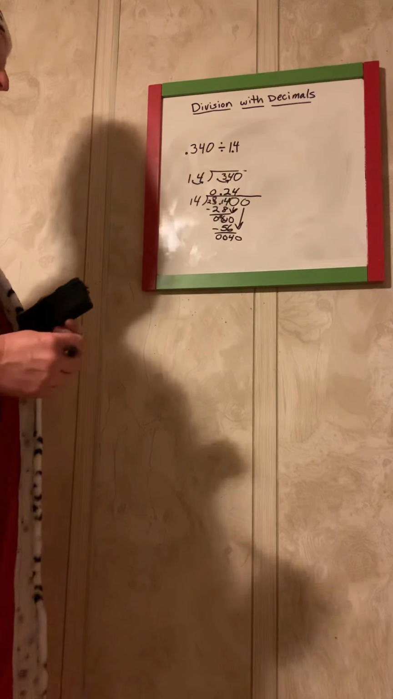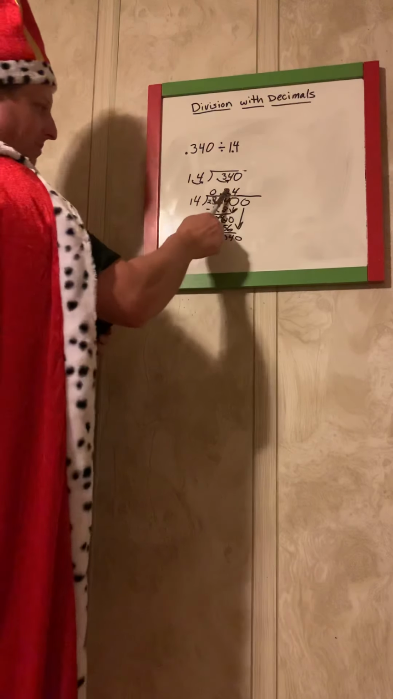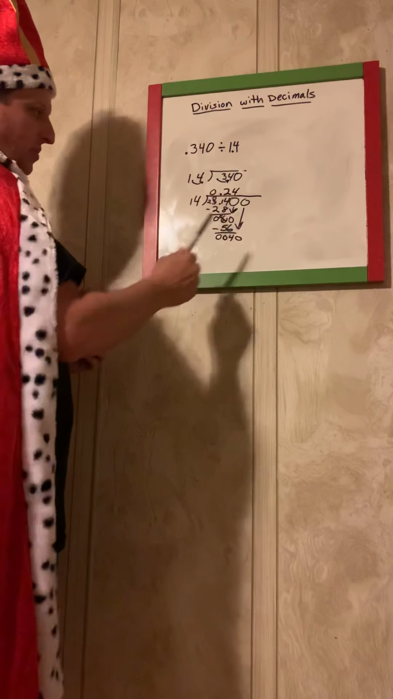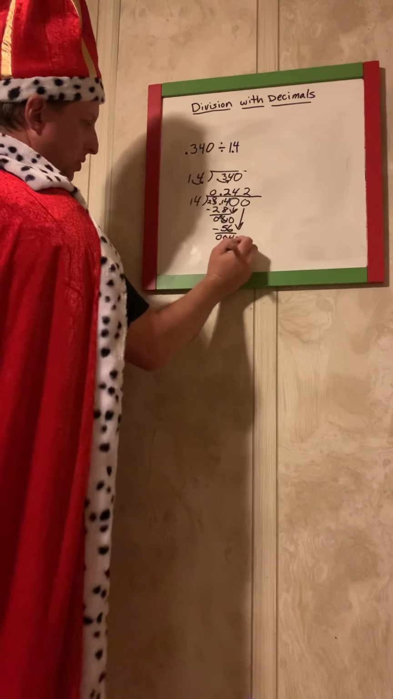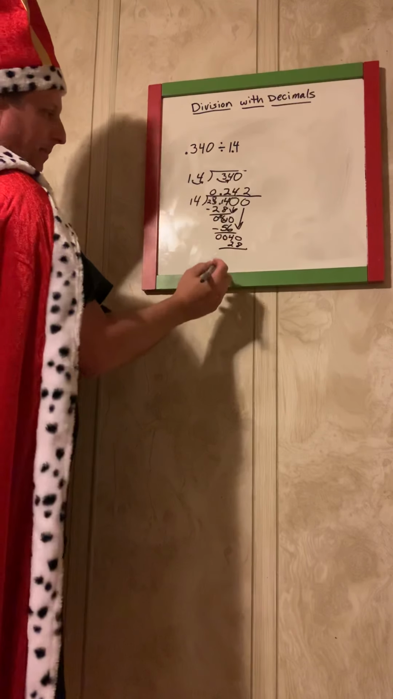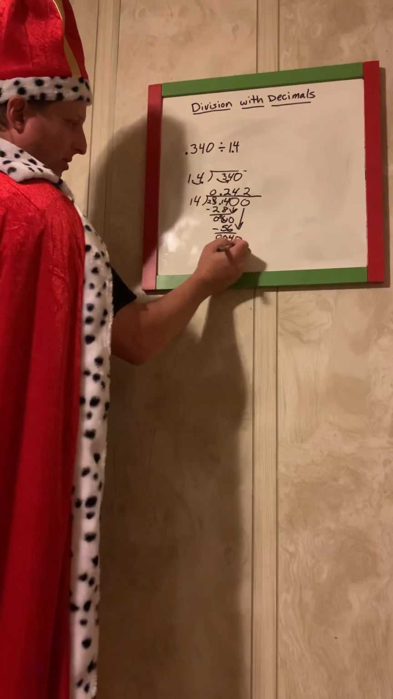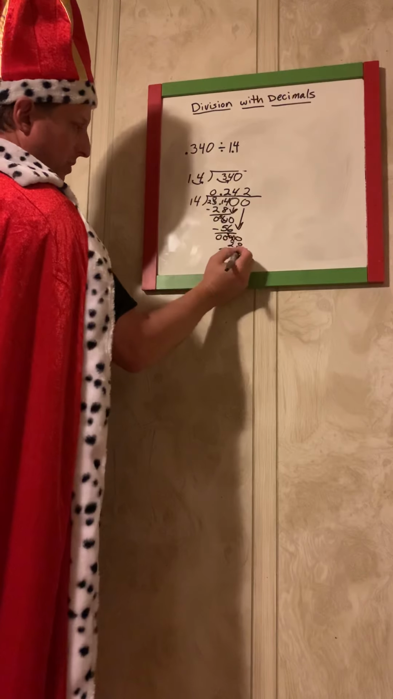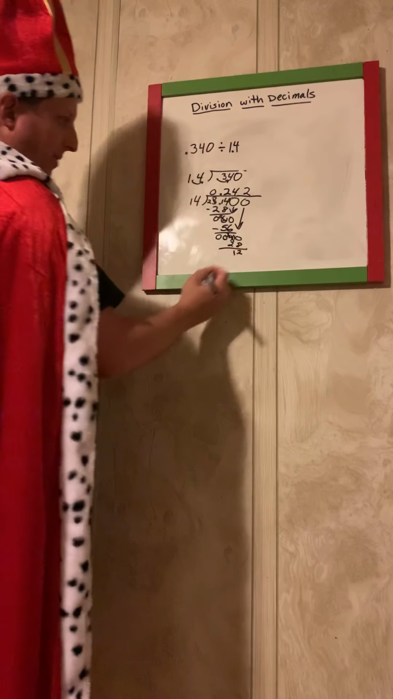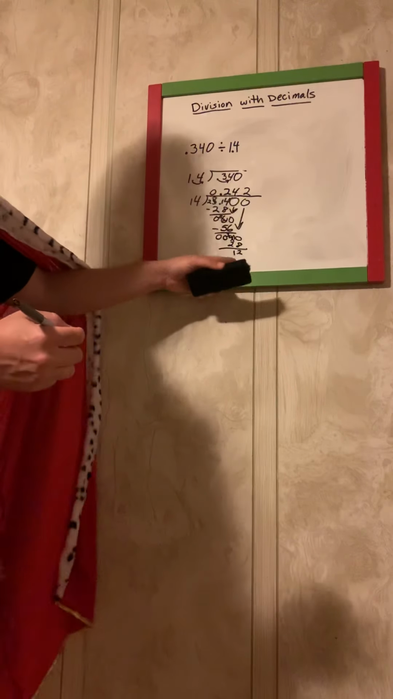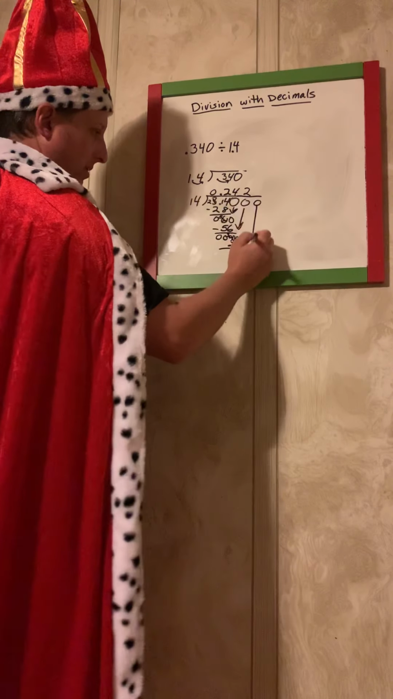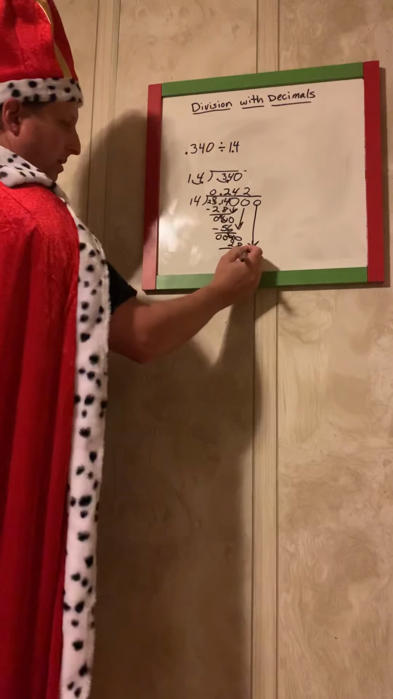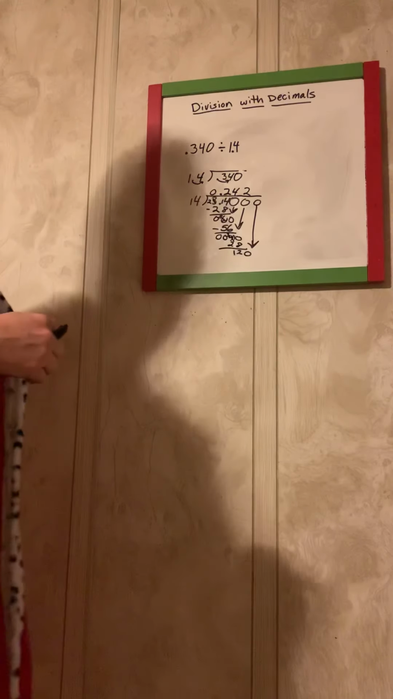Okay, let's see. 14 into 40. Well, we know 14 times 2 is 28. 14 times 3 is 42. That's too much. So let's do 2. 28. Okay. Can't do 0 minus 8. So I do my regrouping. I'm left with 12. I can't have a remainder still, so I add another 0. Now I'm at 120. Okay.